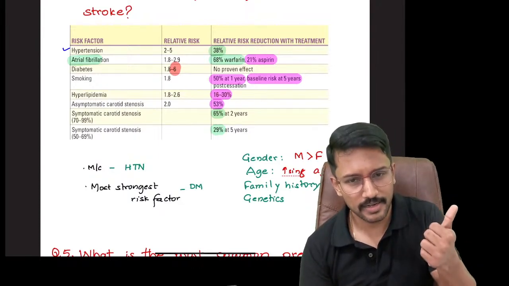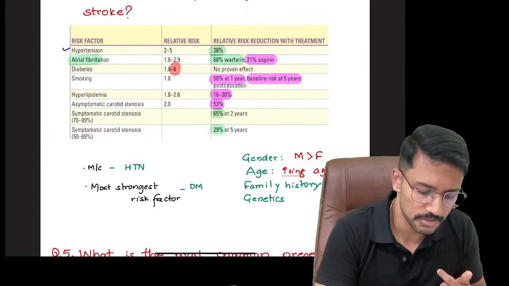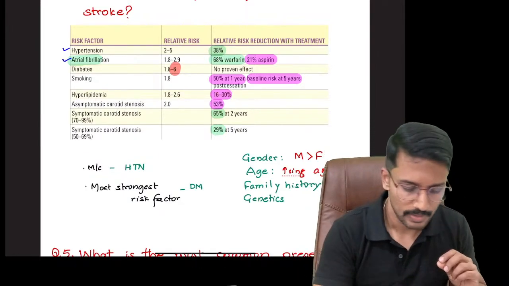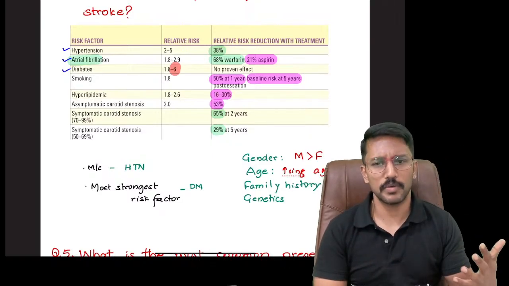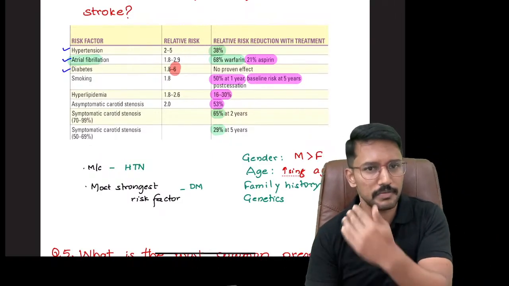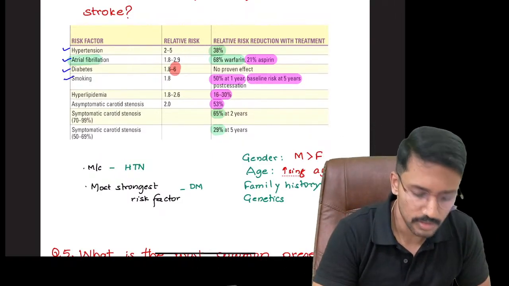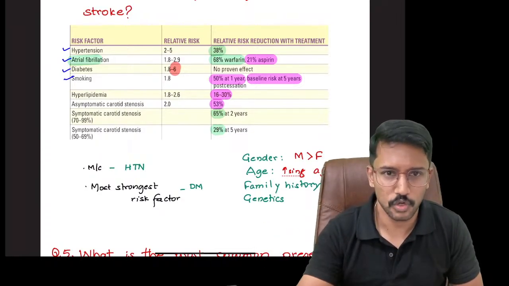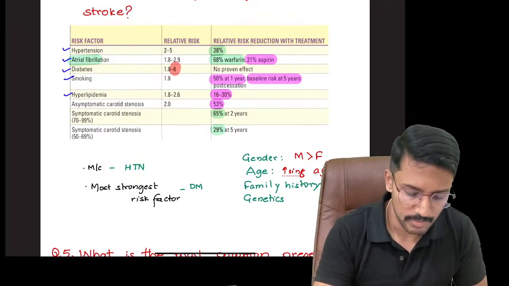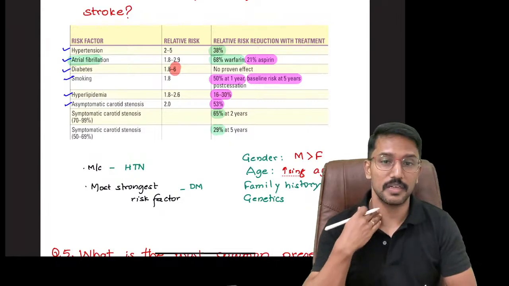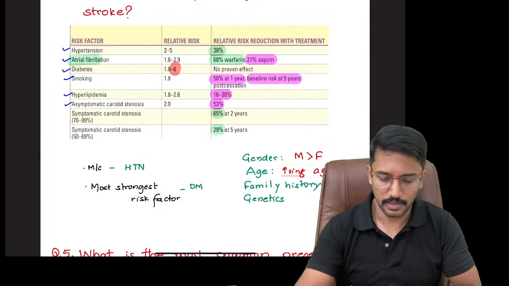Atrial fibrillation, treatable, anticoagulants दे सकते हैं तो risk reduction हो सकता है. It's a modifiable risk factor. Diabetes, it's a modifiable risk factor. You can at least control the diabetes if not cure, right? Smoking रोकी जा सकती है. You can stop smoking. Hyperlipidemia can be treated. Carotid stenosis can also be treated with stents or endarterectomy, right?